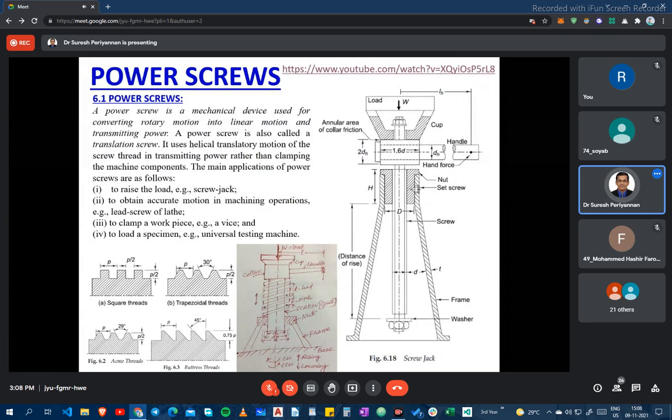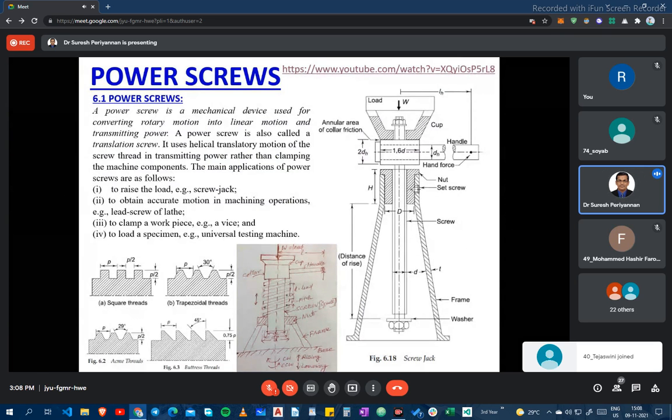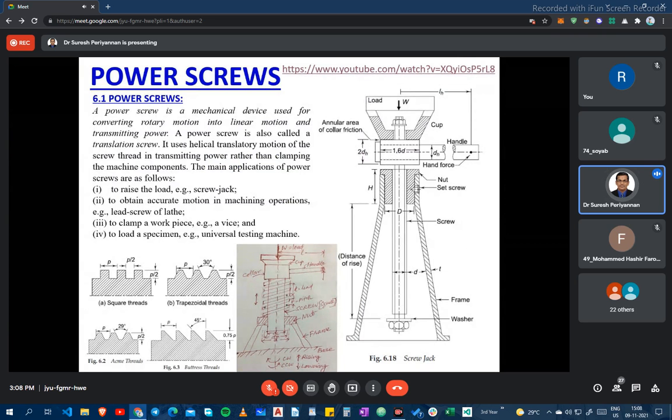But in a threaded joint, we are not often dismantling and assembling. Only whenever required, when we want to modify or redesign the components, or there is any problem in the bolt and nut, then only we are doing that. But here, power screw is not like that.